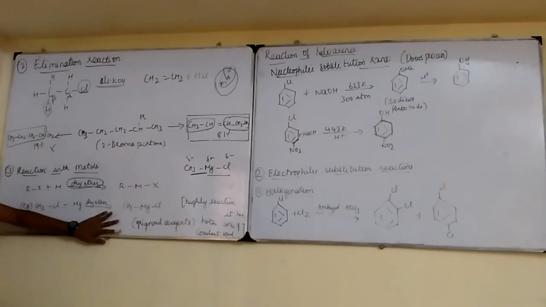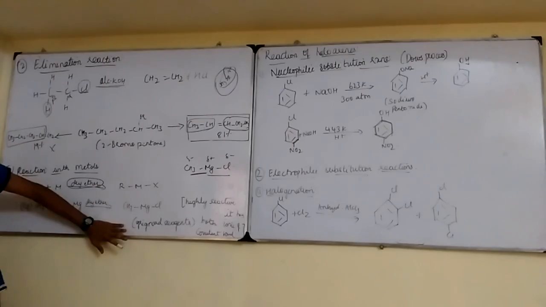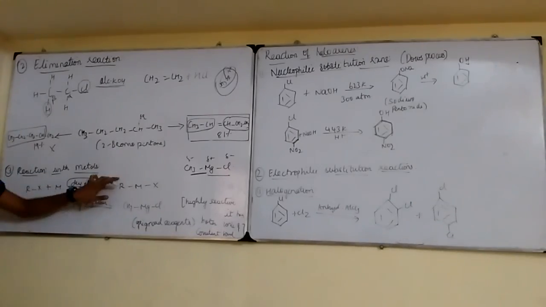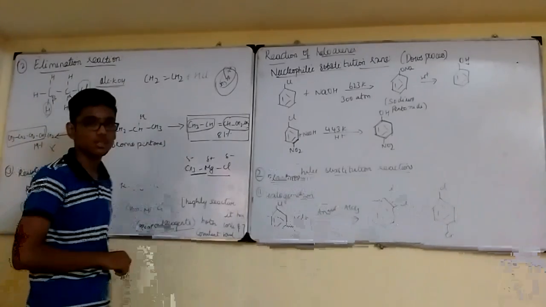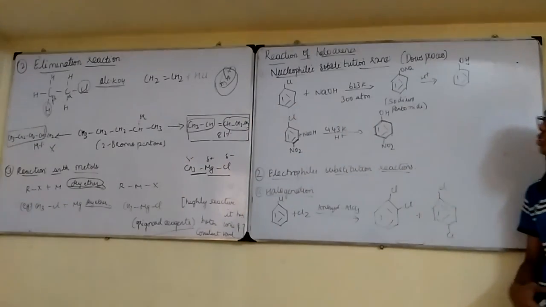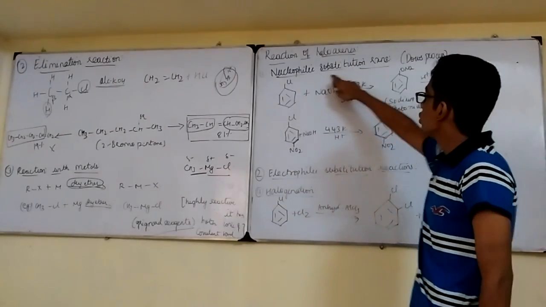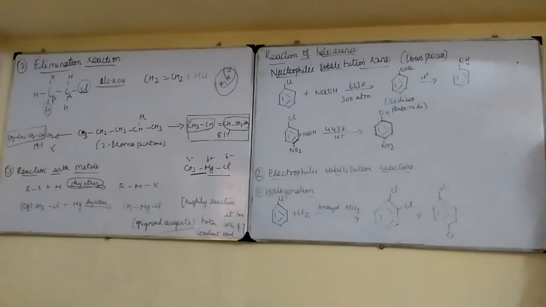Dry ether will not allow the reaction between alkyl halide and any bonds. So, this is about reaction of haloalkanes: elimination reaction, reaction with metals, and Grignard reagents. And let us pass on to the last topic of the chapter, which is reaction of haloarenes, chemical properties of haloarenes. First one is nucleophilic substitution reactions.